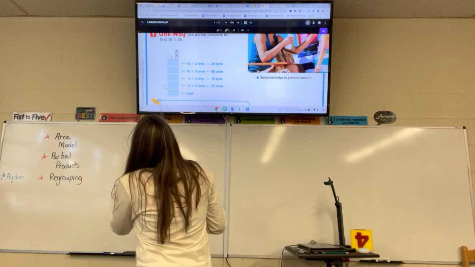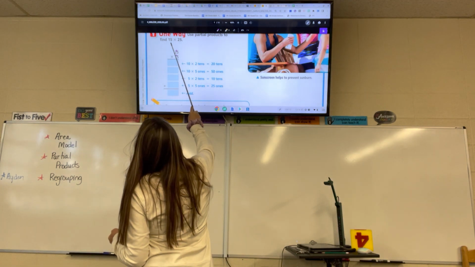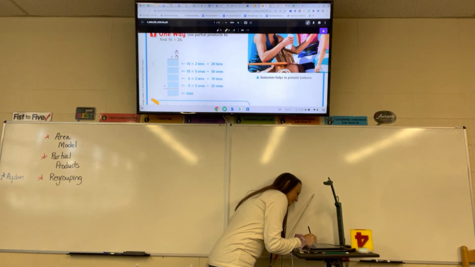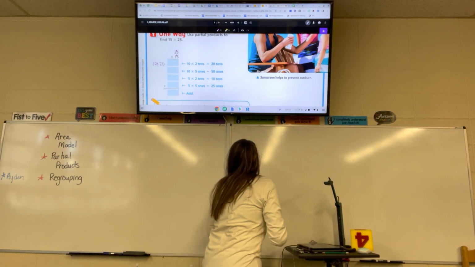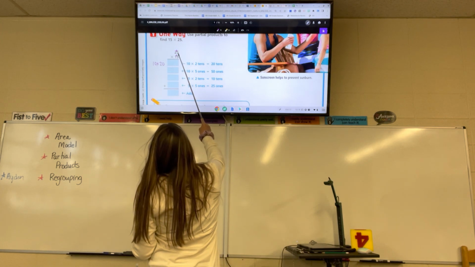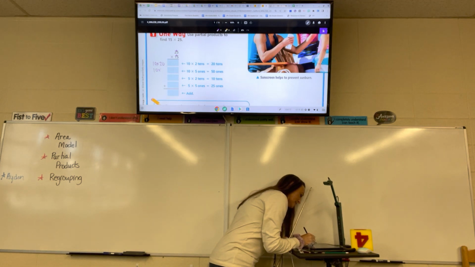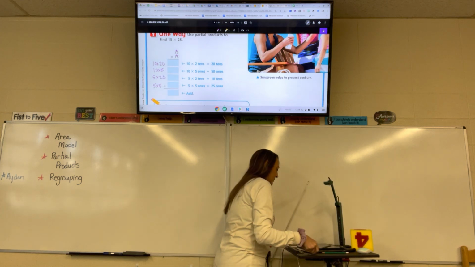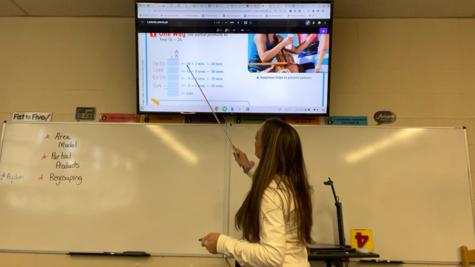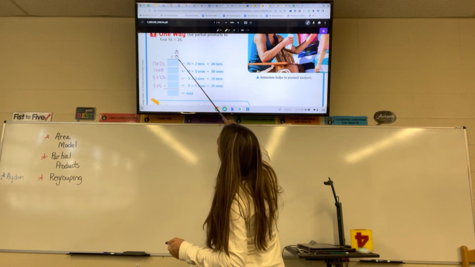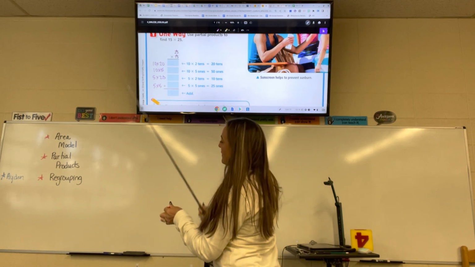So we go bottom tens times top tens. So 10 times 20. And then that same bottom tens again times the top ones place, 10 times 5. So 10 times 20, 10 times 5, then 5 times 20, and 5 times 5. Okay? So we start on the bottom. 10 times 20, 10 times 5. 5 times 20, 5 times 5.